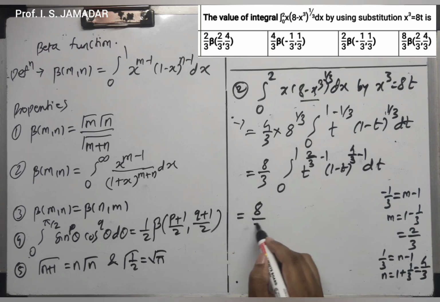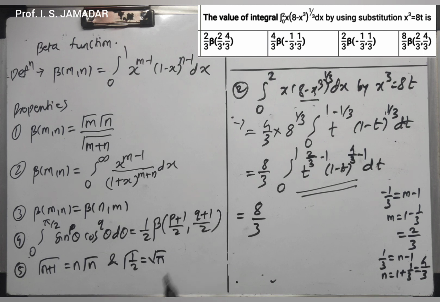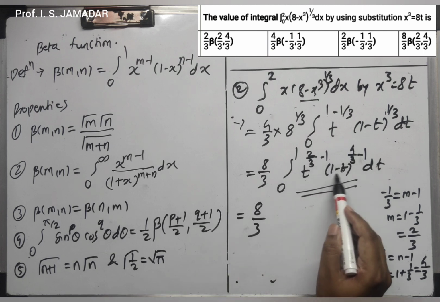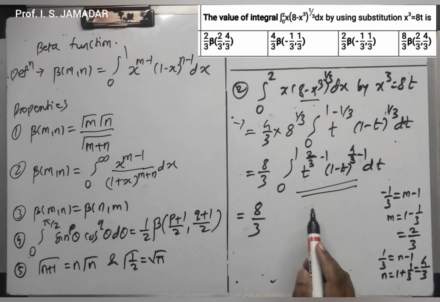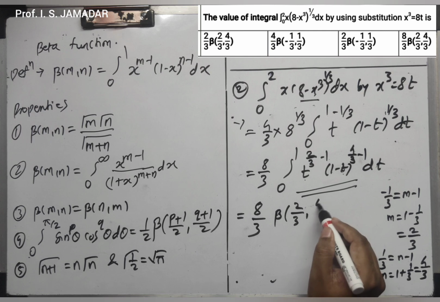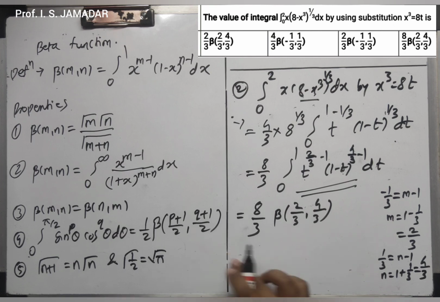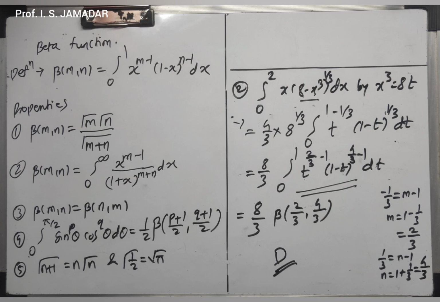So it is equal to 8 upon 3 into. Now you can see that this is in the basic beta function formula, t raised to m minus 1 into 1 minus t raised to n minus 1. So by the basic formula it will be beta of 2 by 3 comma 4 by 3. Now let us see the options. Option D is 8 upon 3 into beta of 2 by 3, 4 by 3. No need to simplify it further. So option D is the answer for this.